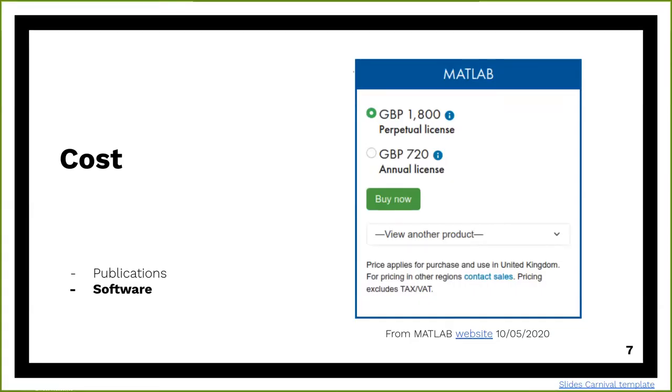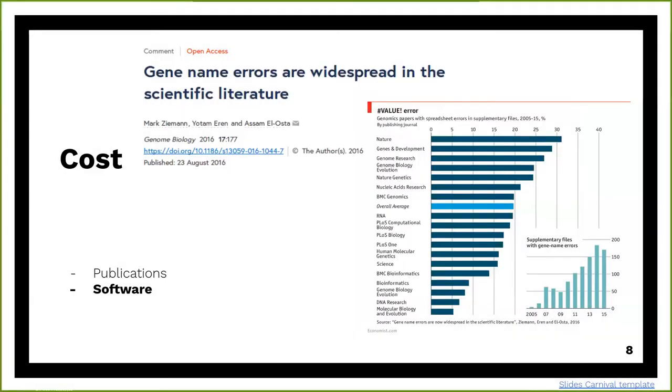And then when you talk about software, you have the same issue. If you want to access a piece of software that is needed for your research, it's also quite expensive. And even when you do have access to this software, because they're black boxes, you cannot see how the code that generates them is written and what exactly they're doing. You still have this problem, which I'm showing here, a paper that came out in 2016, where the researchers have shown that the gene names that come out in papers are wrong a lot of the time.